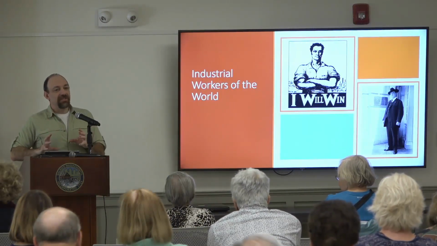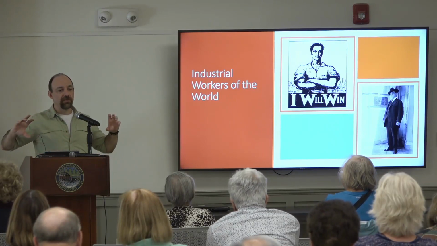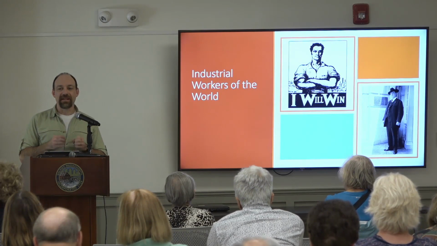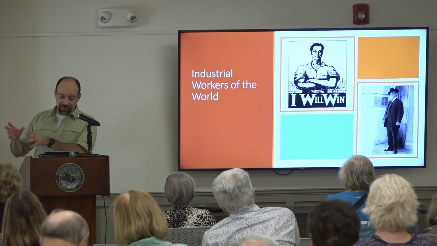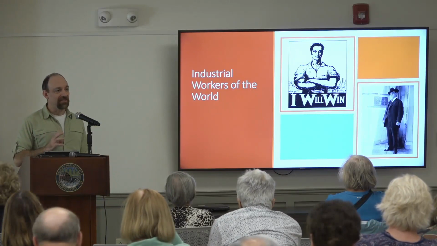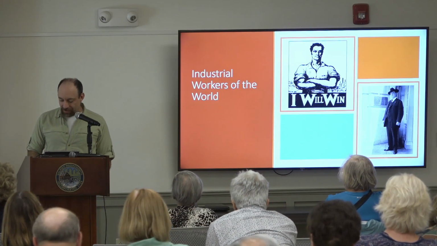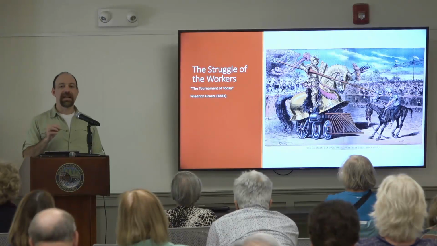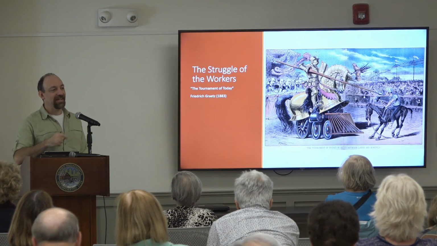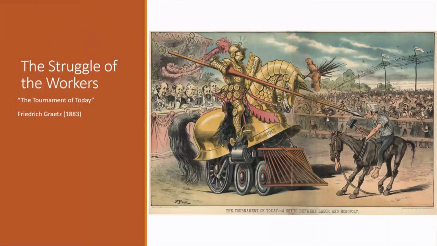So you have these nationwide unions that begin to emerge, that begin to organize, that begin to have some impact on the relationship between the workers and the industrialists and the factory workers. Despite this, however, the balance of power still rested firmly with the monopolists, with the corporations. We see that here in this cartoon. This is called the Tournament of Today, depicting the struggles of the working class. And what do we see here? This is from 1883. But you have the laborer over there on his broken down donkey, armed with a mallet, wearing a paper hat, facing off against the power of the monopolies over here.